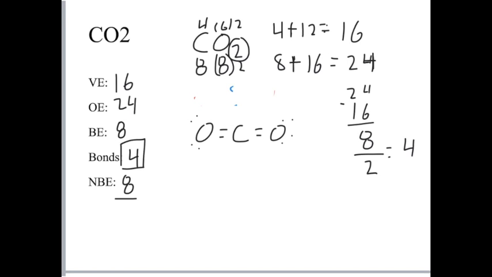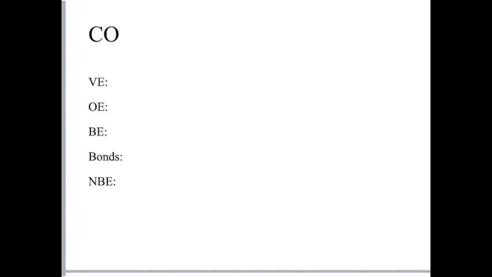And there's my Lewis structure for CO2. Okay? So we're going to try one more. So now we're going to be looking at CO, which is called carbon monoxide.